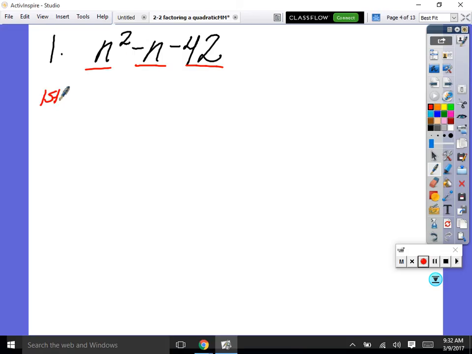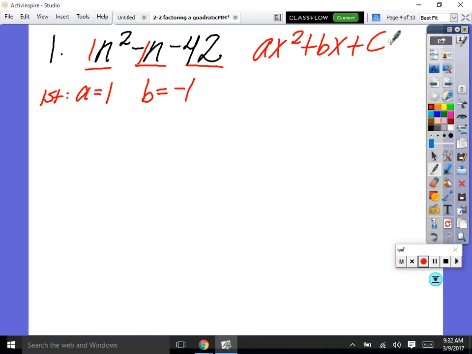So your first step is to identify A, B, and C. So A is in front of x squared, so isn't that a 1? You're going to have to ask questions, everybody. B is in front of the n, the 1 variable, so isn't that negative 1? Guys, ax squared plus bx plus c. That's what I'm looking at. Does everybody understand? And then our c value is negative, you've got to do the negatives, negative 42. We've done our first step, identifying a, b, and c.